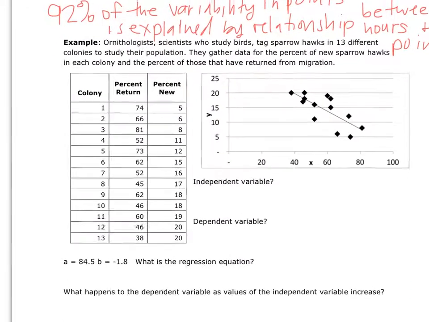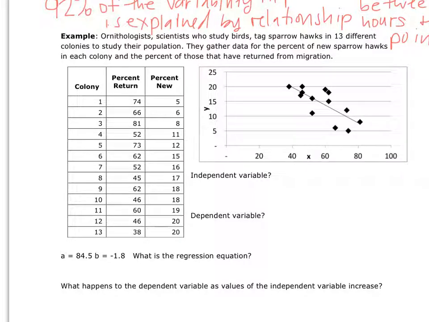Okay, let's look at another example. Ornithologists, who are scientists who study birds, tag sparrowhawks in 13 different colonies to study their population. They gathered data for the percent of new sparrowhawks in each colony and the percent of those that have returned from migration. So I have a list of sample data for the 13 colonies, and for each colony there are 2 variables. We have data values for each variable, the percent that are returning hawks and the percent that are new hawks. We want to go through and identify the important pieces of information here.